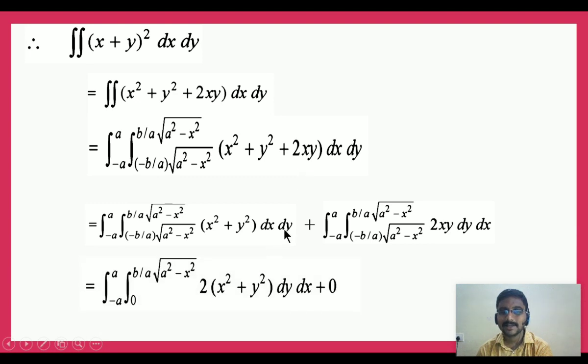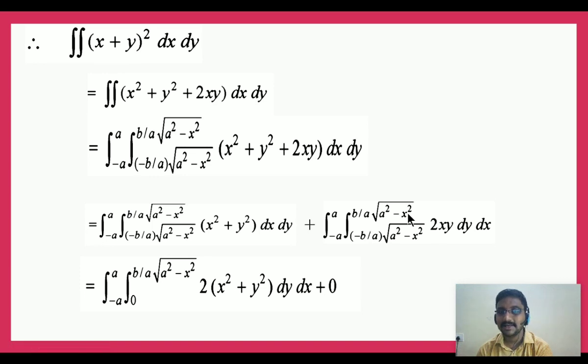While integrating with respect to y, we keep x as constant. x is treated as constant here. x square is constant, but y square is an even function, so the inner integral limits can be written as 2 into 0 to b by a root of a square minus x square. But here also x is kept as constant, 2x is kept as constant, but single y is an odd function.